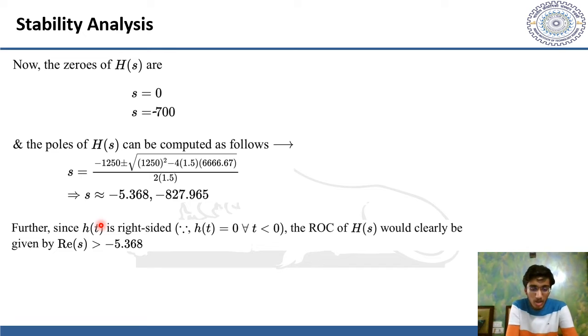All real life systems are causal in nature, and because of this, the ROC of the causal system H of S would lie to the right of the rightmost pole, and therefore the rightmost pole of the given system is minus 5.368. Clearly minus 5.368 is greater than minus 827.965, and that is why it is the rightmost pole, and therefore the ROC of H of S is going to be given by the real part of S greater than minus 5.368.